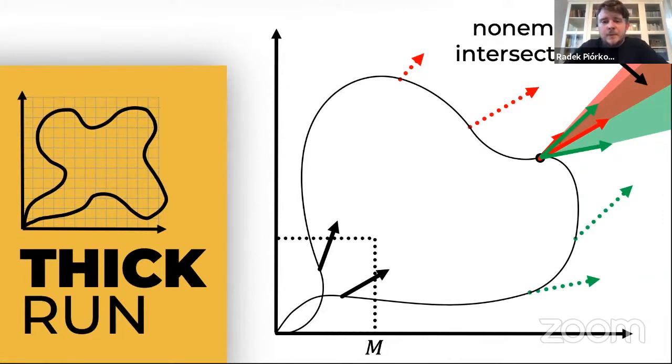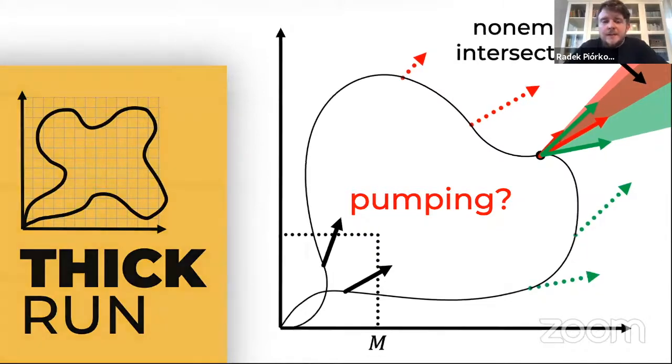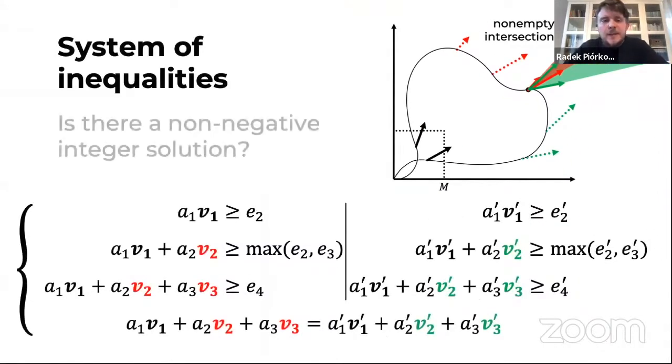And now, what about pumping in this setting? It turns out that it is always possible. We just, using only the assumptions that I told you right now, by analyzing some systems of inequalities, we can show that there is some solution. There is some combination of those red, green, and black vectors such that when we insert them into the run at once, we will produce a bigger and a valid run.